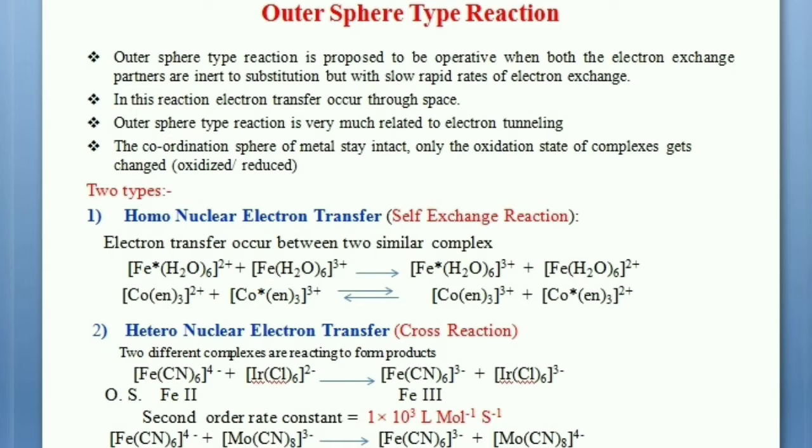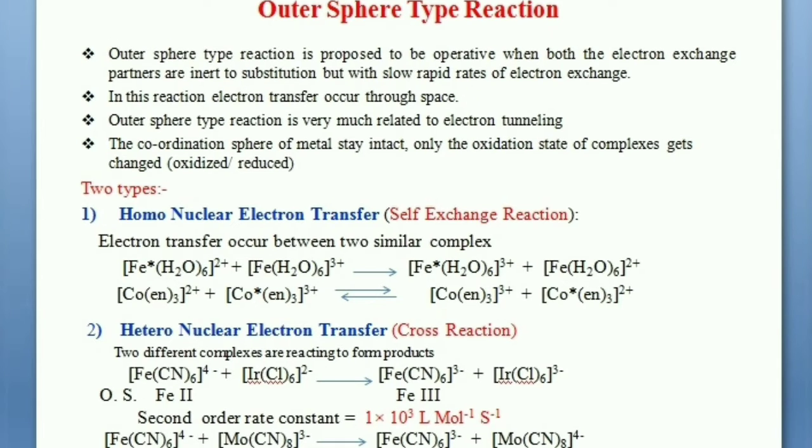The outer sphere type reactions are of two types. The first one is the homonuclear electron transfer reaction. In a homonuclear electron transfer reaction, electron transfer occurs between two similar metal complexes. In the given example, one electron transfers from the hexa-aquo iron 2+ complex to a labeled hexa-aquo iron 3+ complex and gives the products labeled hexa-aquo iron 3+ complex and hexa-aquo iron 2+ complex. Here, after one electron donation, the iron 2+ complex gets oxidized to the iron 3+ complex. It means the iron gets oxidized from the +2 oxidation state to the +3 oxidation state.